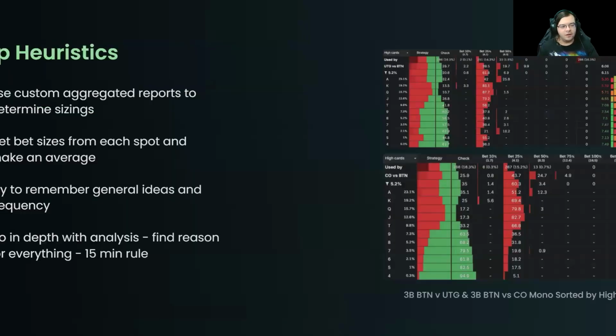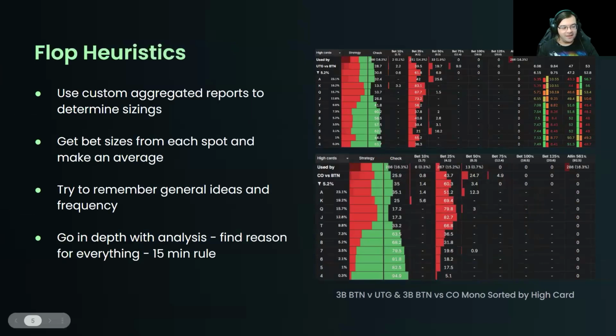Flop heuristics. We're going to use custom aggregated reports to determine sizings. We're going to get the bet sizes from each spot and make an average, right? So as you can see, at the top, you have UTG versus button filtered by high card. We're going to jump into GTO Wizard in a second and look at it. Also, as you can see, total monotone boards are 5.2%. So 1 in 20 boards, you're going to have a massive edge over your opponents, hopefully. You try to remember the general ideas, the frequency, and you go in depth with analysis, right?